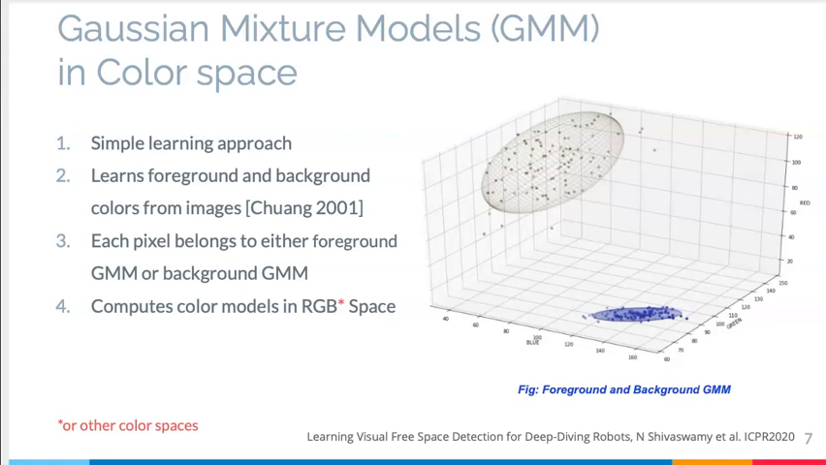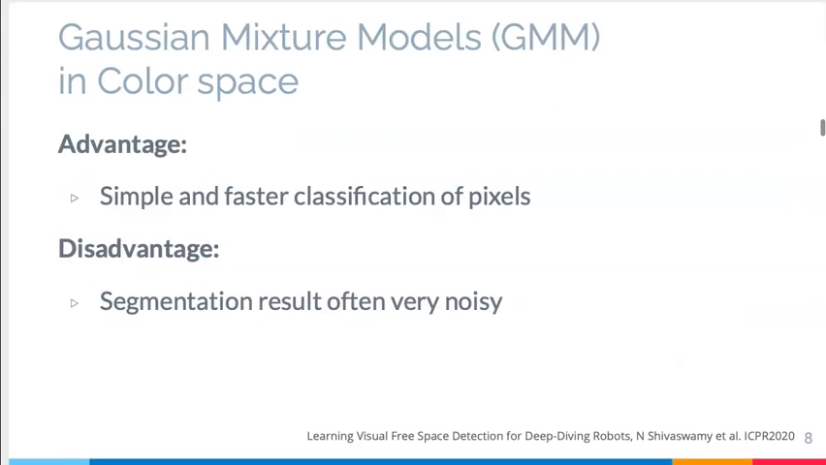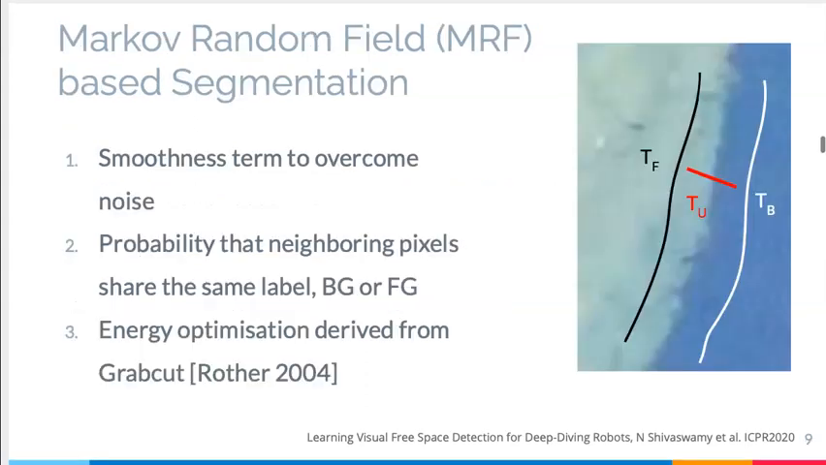Consider this pixel-wise classification approach as the baseline of our analysis. It is a simple approach that learns background and foreground colors from the image. The likelihood of the pixel belonging to the foreground or background is represented as a sum of several Gaussians. In this graph, we can observe 2 Gaussian components, one for the foreground, which is green in color, and one for the background, which is blue in color, for water. However, in the experiments, we use a mixture of 5 Gaussian components to represent the likelihood. The advantage of this method is that it's simple and gives faster classification, but it often results in noisy segmentation.